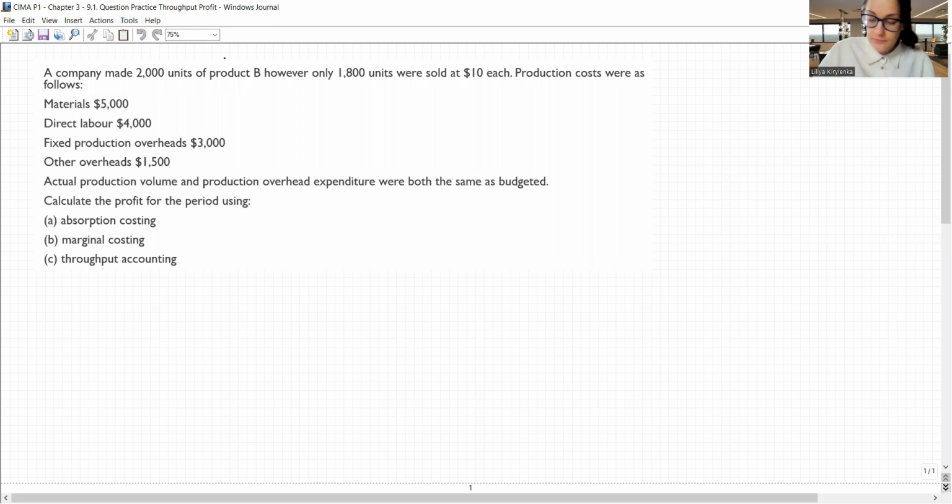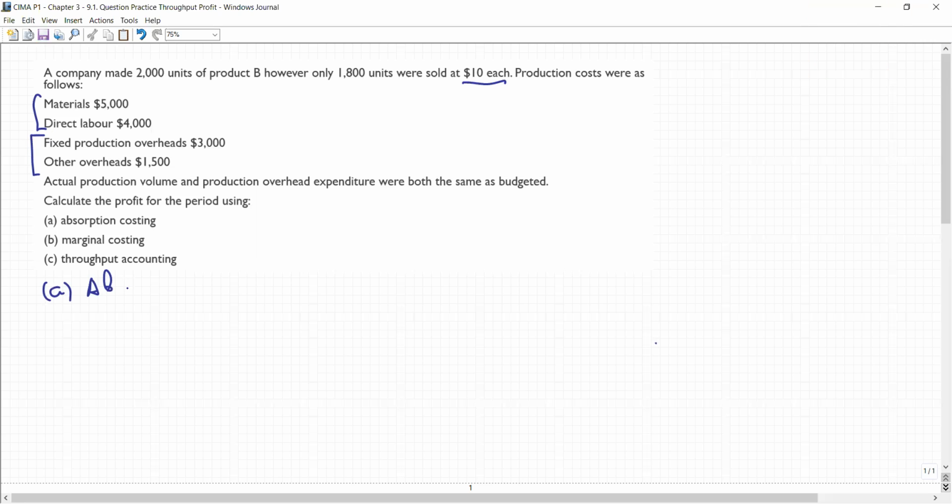That happens. The price was $10 each, and we are given the costs paid, which are variable direct costs and fixed cost, fixed production and non-production overheads. So let's start with absorption costing. And with absorption costing, we need to calculate the overhead absorption rate.